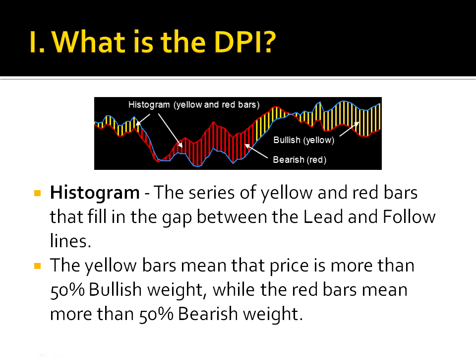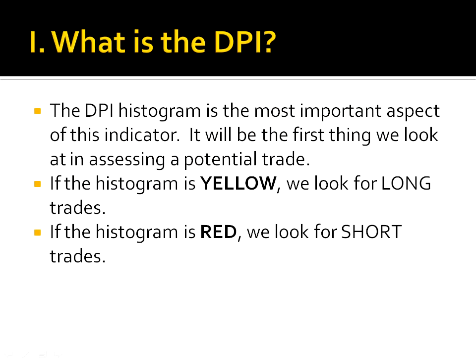The histogram is a series of yellow and red bars that fill a gap in between the lead and follow lines. The yellow bars mean that price is more than 50% bullish, that the weight of the different information the indicator is comparing is more than 50% bullish, while the red bars mean that it's more than 50% bearish weight. The DPI histogram is the most important aspect of this indicator, the histogram, the bars.